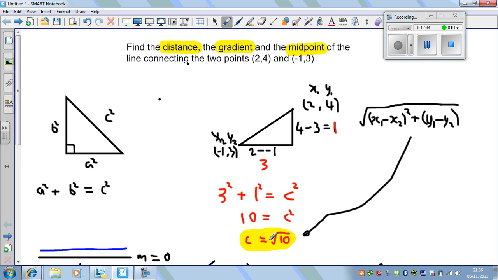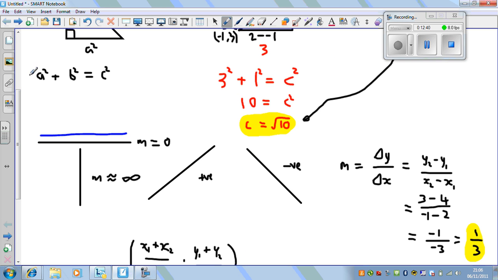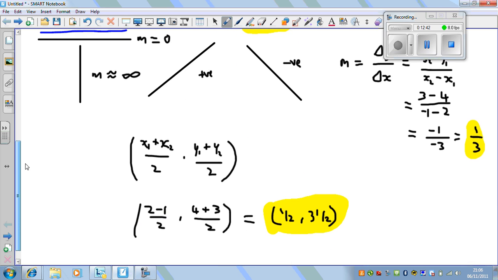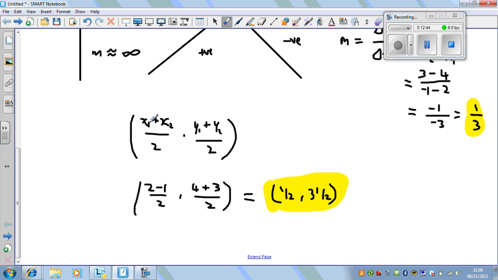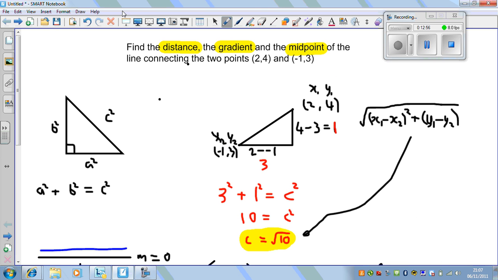So just to recap, distance, use Pythagoras. Gradient is change in y over change in x. The midpoint is, technically, the average of the x coordinates and the average of the y coordinates. You just find the middle one in between. I don't think that's anything too sinister there. Okay, so that covers the first part of the assignment.